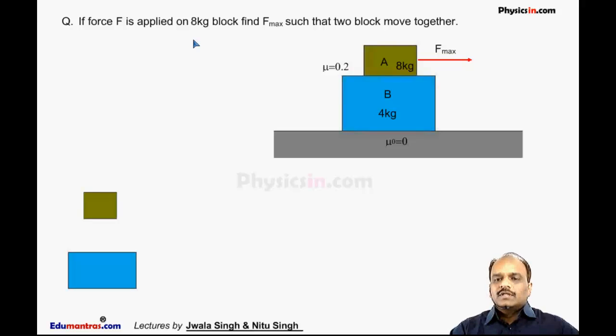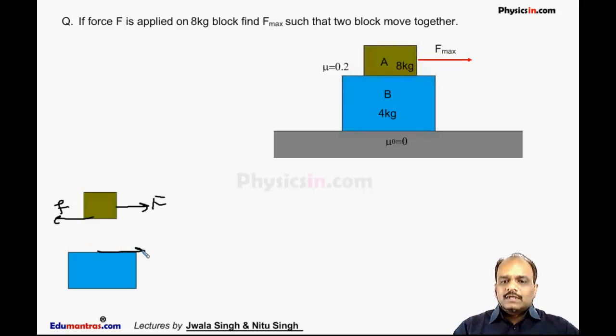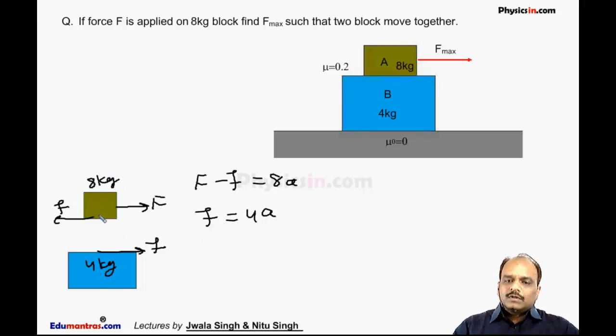If force F is applied on the 8 kg block, then find the maximum value of F max for which these two blocks will move together. Now as we have solved it, let the maximum force be F. So the force here is F and the friction here is F. This force F minus this friction is equal to 8a, and from here we can say friction is equal to 4a. This is the 8 kg block and this is the 4 kg block. If these two blocks are moving together, their acceleration must be the same.